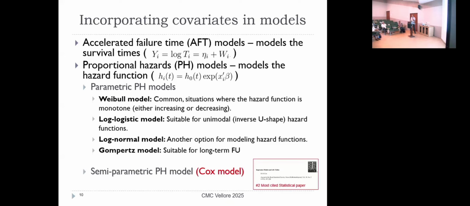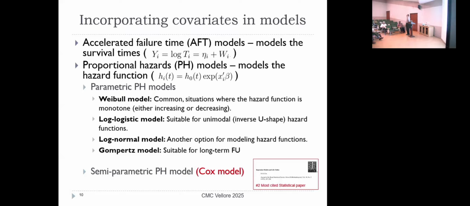What most people do use is the semi-parametric Cox proportional hazards model. Why is it so popular? Because it depends on the exponential distribution. And that's one reason. And the second reason is that it's semi-parametric. It uses the exponential distribution for part of it. That's the parametric part. But the underlying hazard function is left unspecified, and people don't have to worry about it. And that's what makes it very attractive.